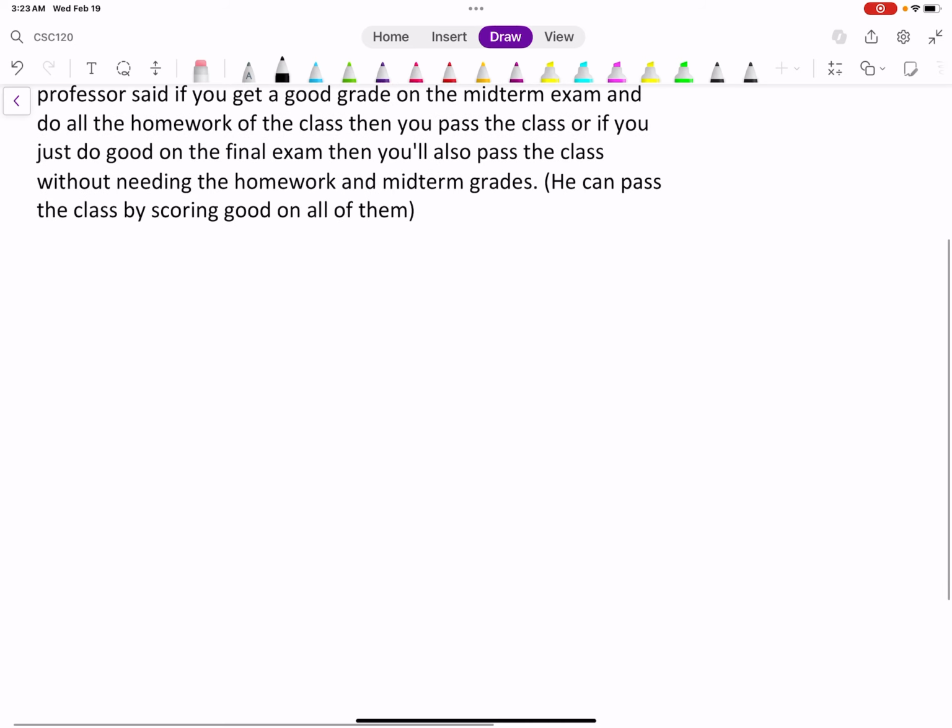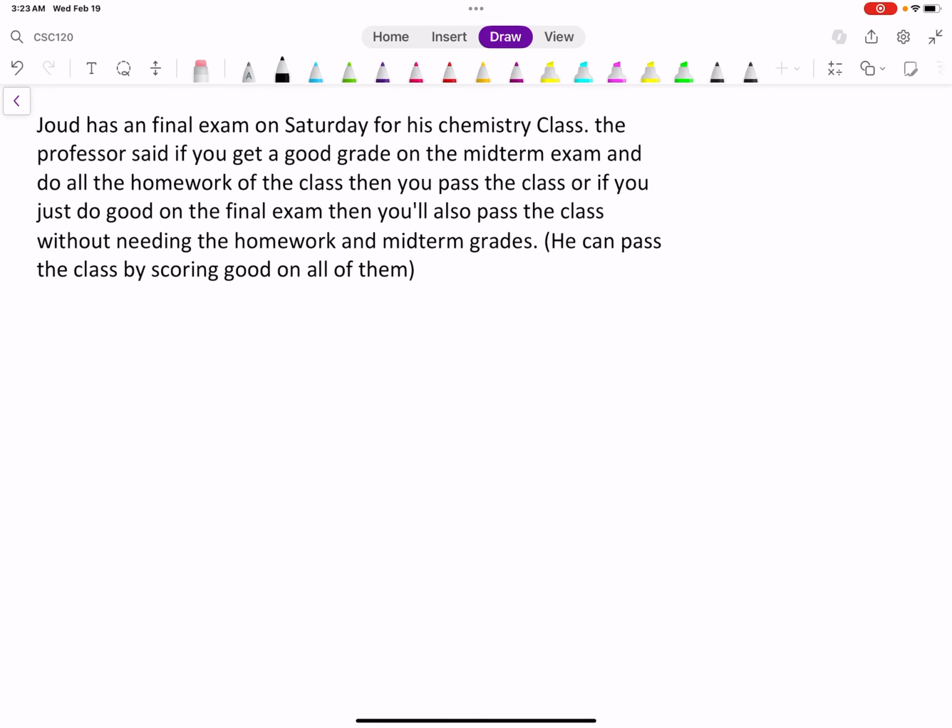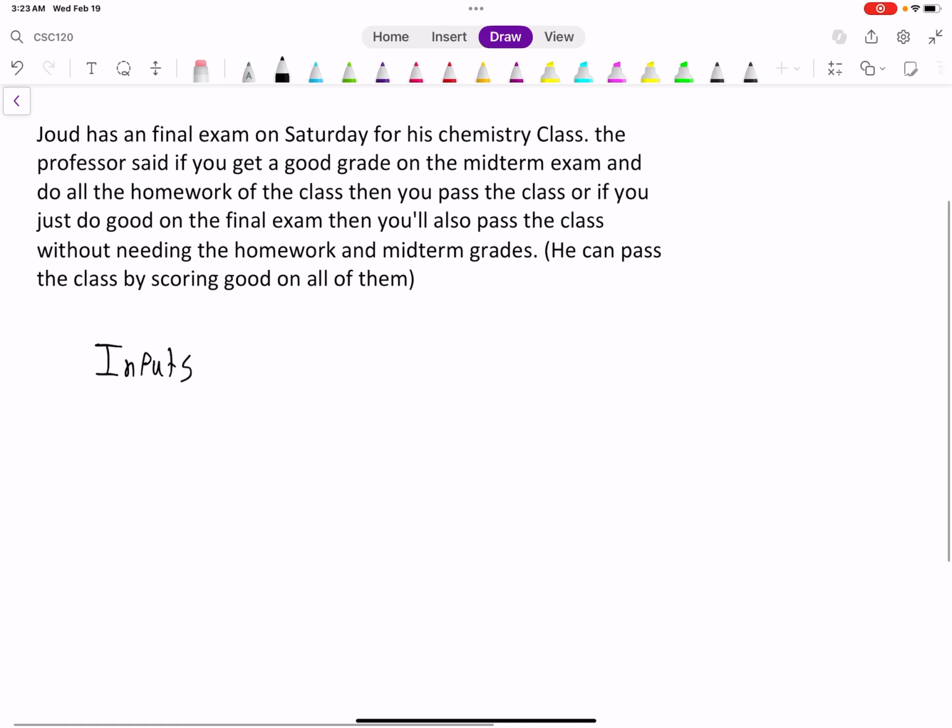So, I'm going to use the truth table for this problem. First, we're going to need to identify our inputs and our outputs. So for our inputs, I know I have 3 inputs here: I have a midterm exam, I have the homework, and I have the final exam. And for our output, it's basically going to be passing the class.